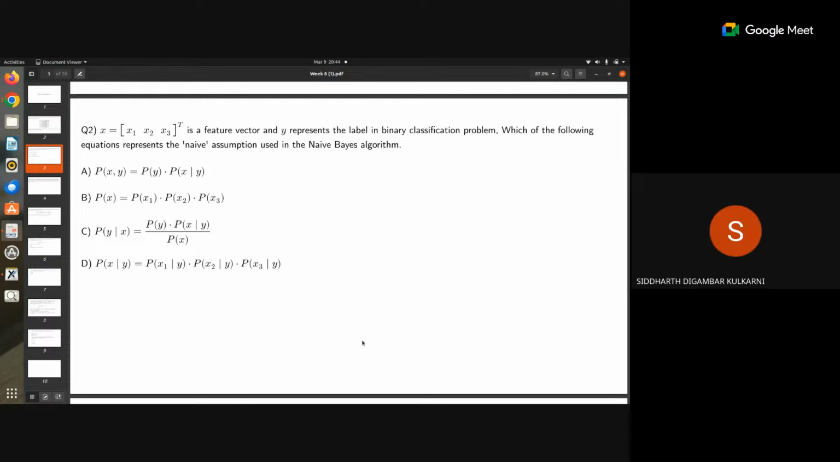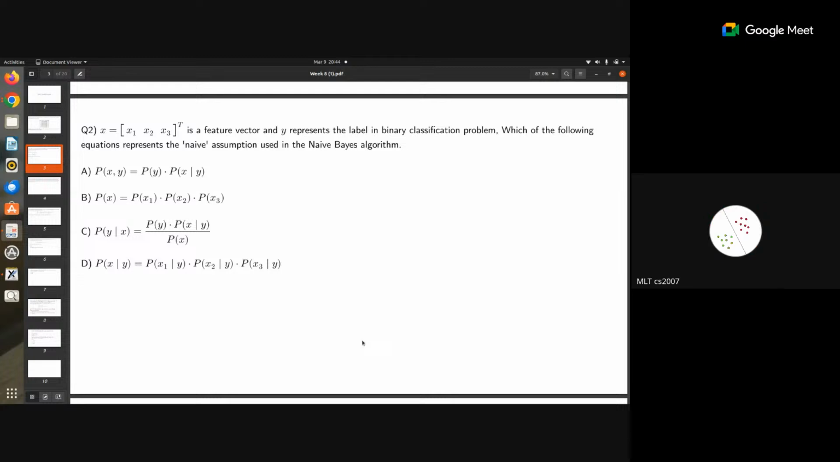That the features are independent given the class. Yes, class conditional independence is the naive assumption. So which of these options will hold true? D. Yes, D will be the answer, right?